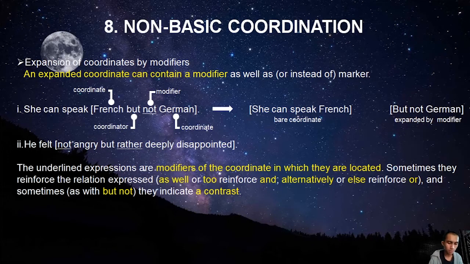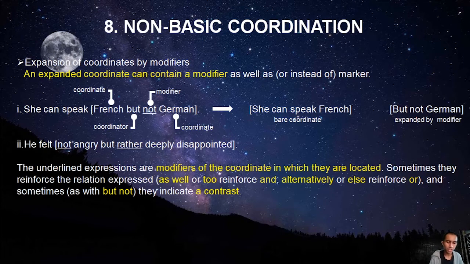Now I will explain about non-basic coordination. Expansion of coordinates by modifiers. An expanded coordinate can contain a modifier as well as or instead of a marker. Now look at the examples. She can speak French but not German.